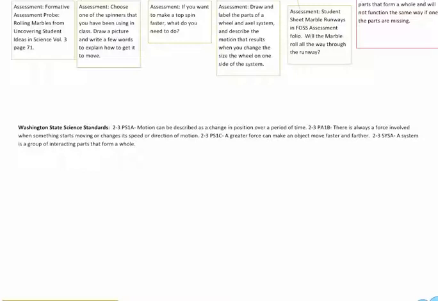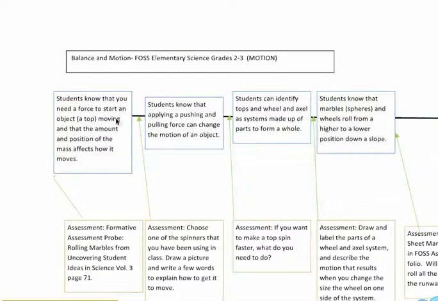Here are the Washington State Science Standards that are aligned to this particular kit, and this learning progression is available linked on this page as well. A learning progression basically is made up of the knowledge and the skills that students develop as you work them through this kit, as you facilitate their learning through this kit.